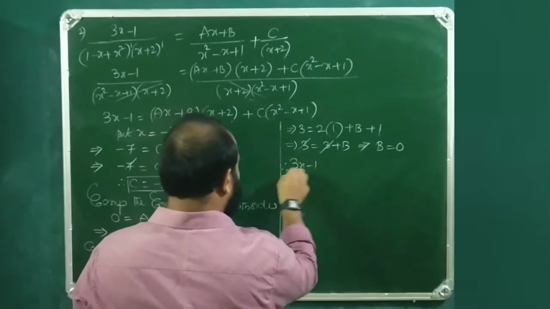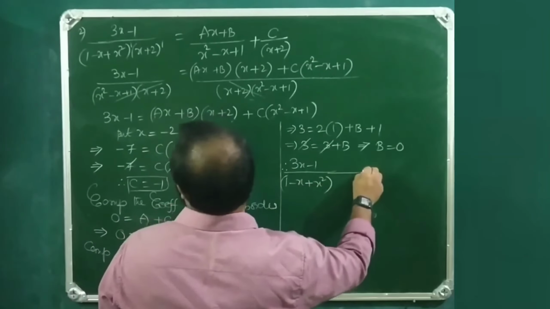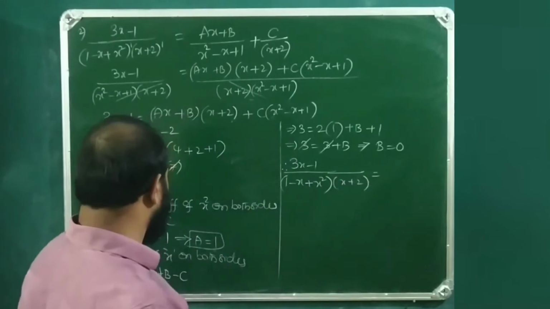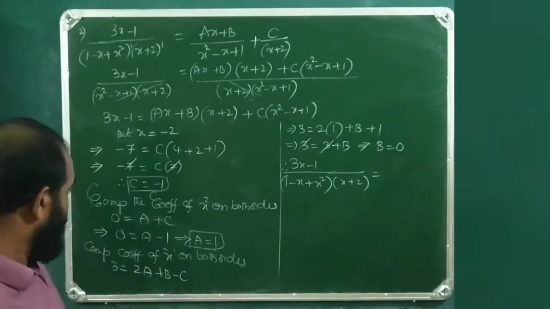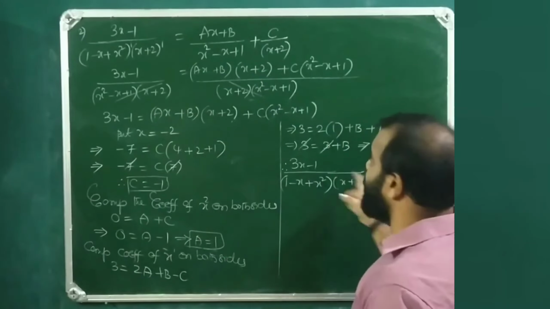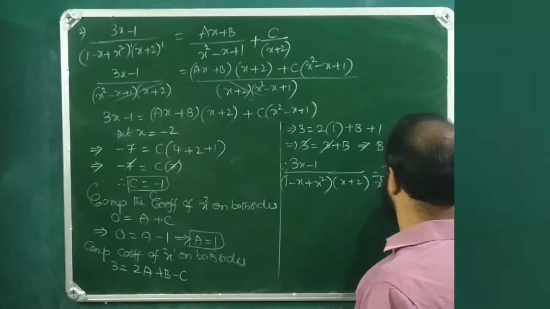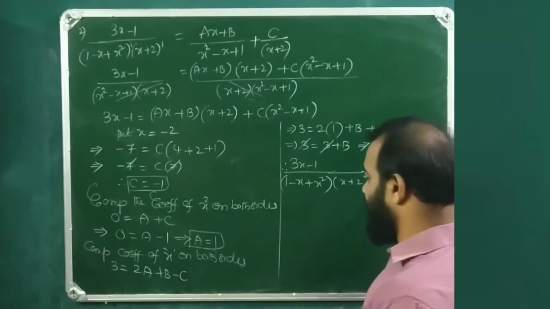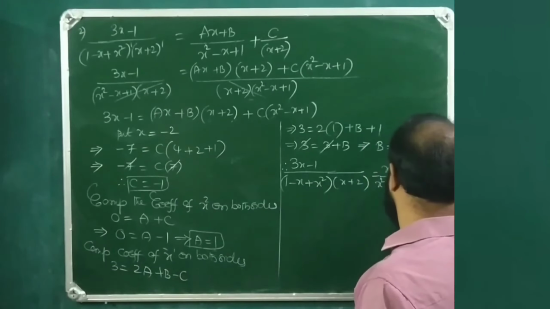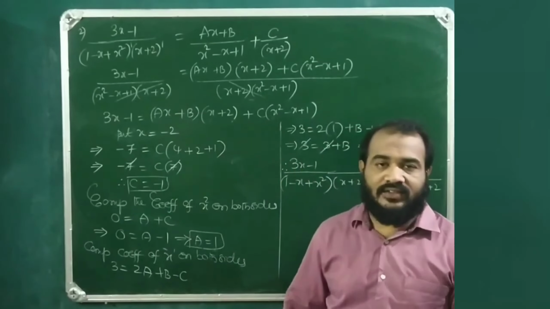Therefore, (3x minus 1) by (1 minus x plus x square) into (x plus 2) is equal to (ax plus b) by (x square minus x plus 1) plus c by (x plus 2). A is equal to 1, so 1 into x, x plus b is 0, so 1x plus 0 is x only, by x square minus x plus 1, plus the value of c is equal to minus 1. So this is minus 1 by x plus 2, the required answer.